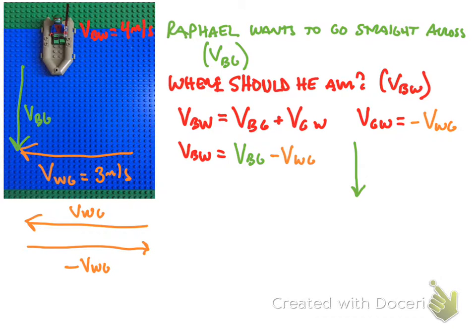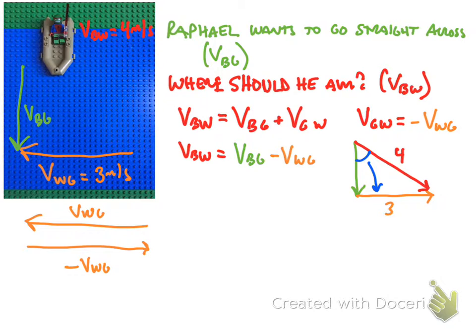Well, velocity water ground is to the left, and if we switch the subscripts, we switch the direction of the arrow. So minus water ground is to the right, the opposite way. So we draw that in, and we see that Raphael needs to aim kind of down and to the left, or in this case it would be upstream.